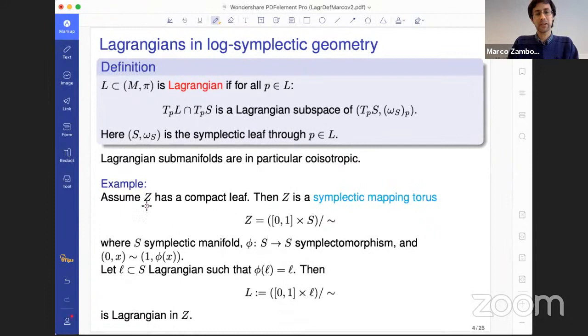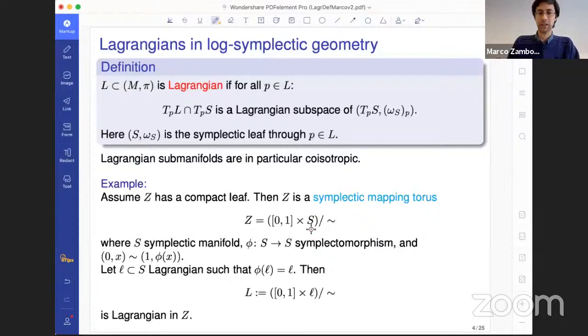So if the singular locus Z, where the rank of the log symplectic structure drops by 2, is compact, then it's known that Z has to be a symplectic mapping torus. That means that it arises as follows. You take a symplectic manifold, you cross it with [0,1], and then you glue the two edges, so to say, using a symplectomorphism. This way you get a Poisson manifold where the leaves are constant times the symplectic manifold S.